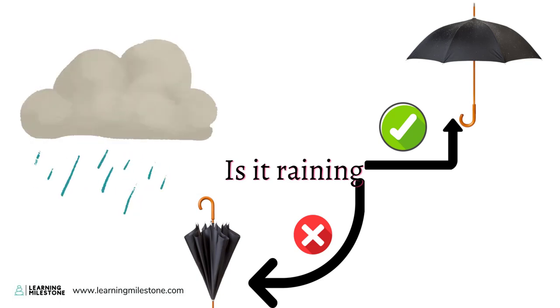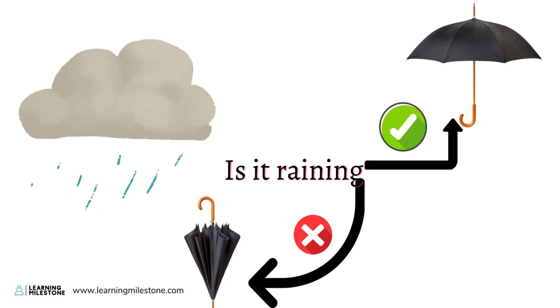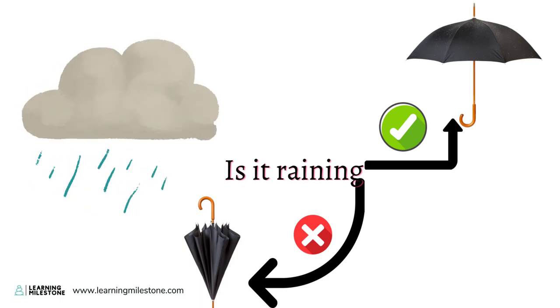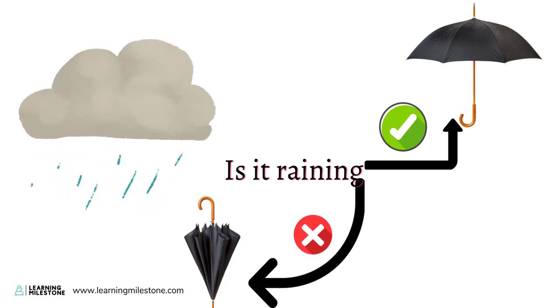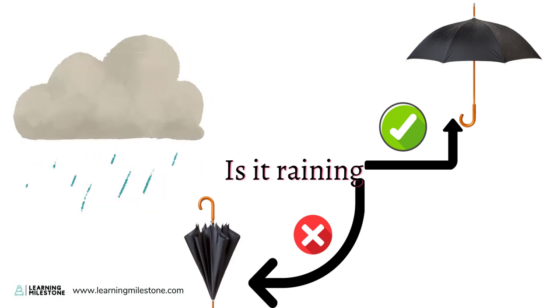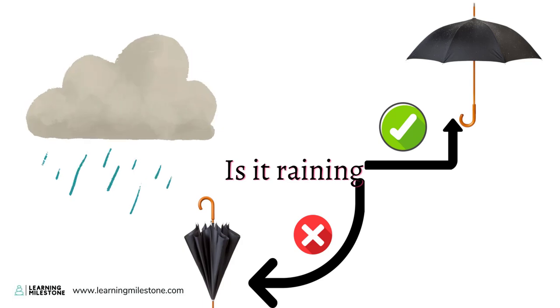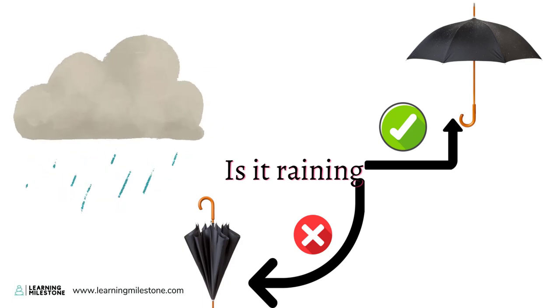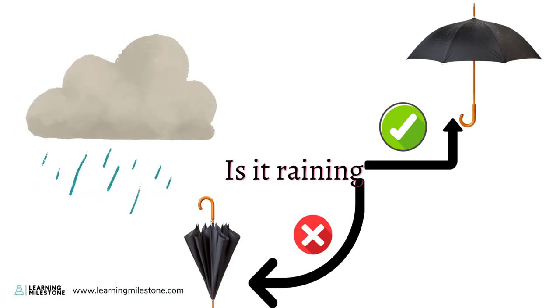In my mind, I will mark it true or false. And if it is true, I'll carry an umbrella. And if it is false, I'll not carry an umbrella. So, decisions are based on conditions. And if the condition is true, we go a certain path. And if it is false, we go a certain path.